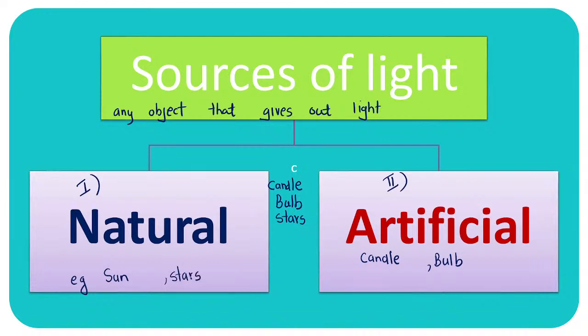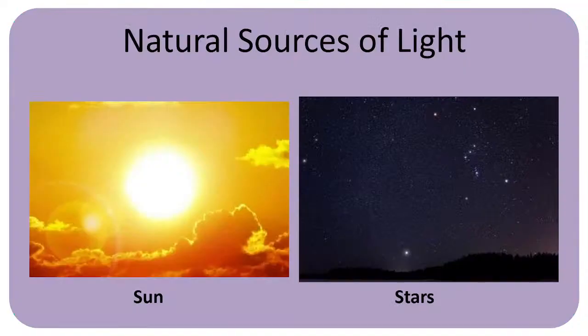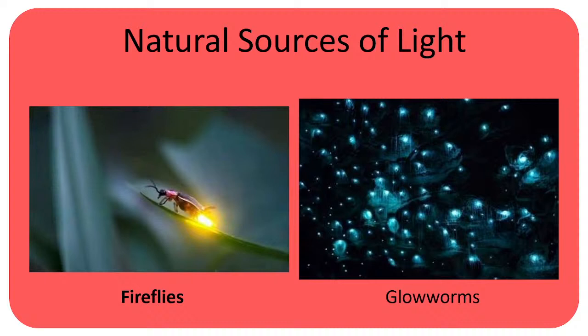So let us learn in more detail and see more examples about sources of light. So natural sources of light: sun or the other stars. Sun is also a star. In fact, it is the biggest star in our galaxy. So sun and other stars are the natural sources of light.